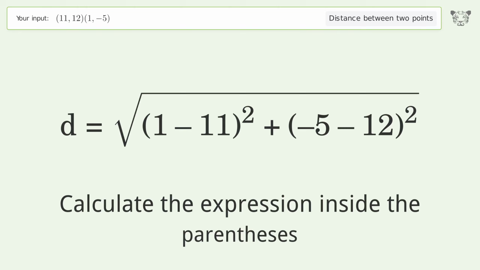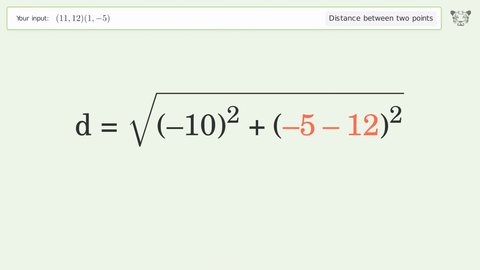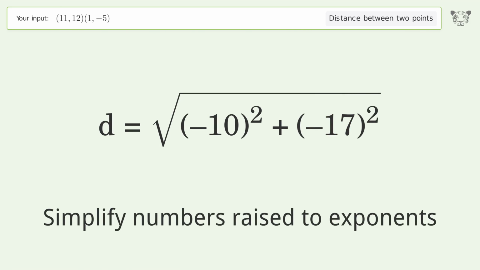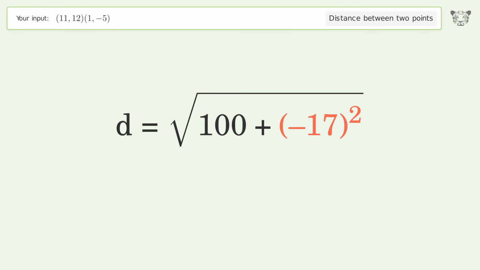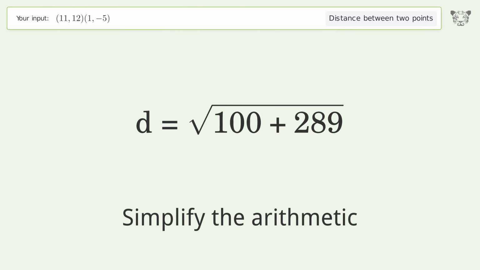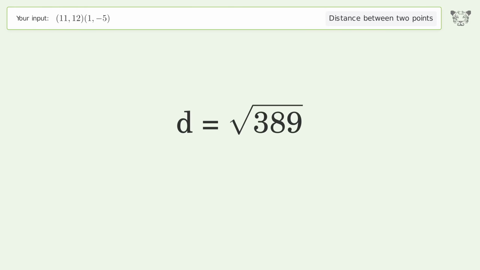Calculate the expression inside the parentheses. Simplify numbers raised to exponents. Simplify the arithmetic. And so the distance between the 2 points is the square root of 389, or 19.723.